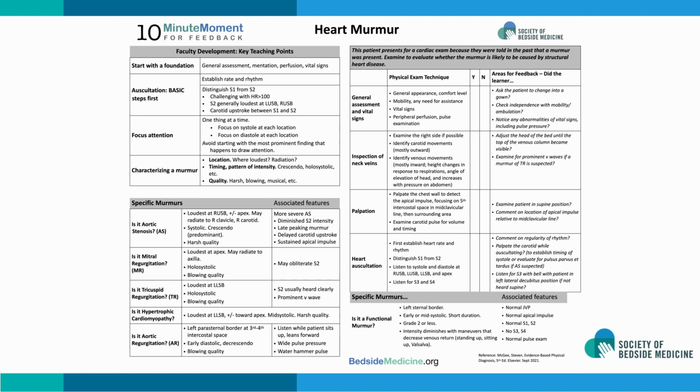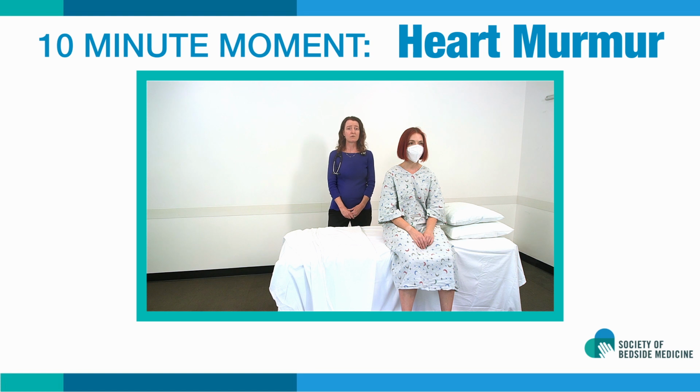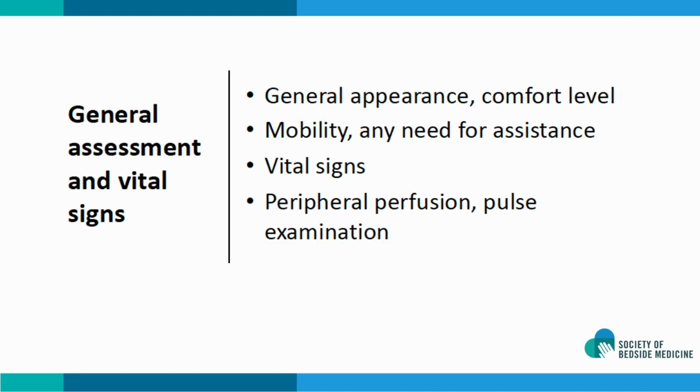So let's get started. This patient has been told in the past there was a murmur on the heart exam. The task for your learner would be to perform a cardiac exam and evaluate whether the murmur is likely to be caused by structural heart disease. The initial step is to observe the patient and notice vital signs. Your learner should notice the patient's general appearance, comfort level, and mental status. They should comment on the level of effort with walking, breathing, and moving around in the examination room. They should notice if the extremities appear warm and well perfused.